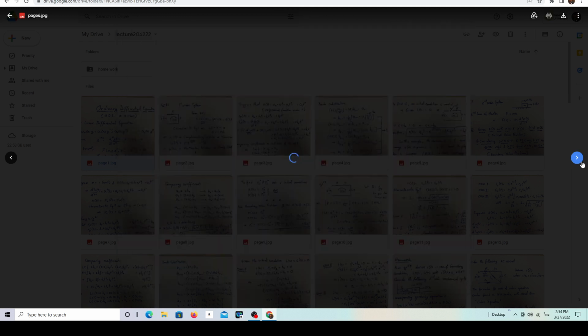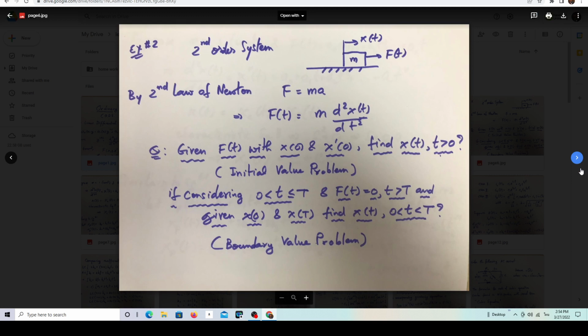So we're going to move on to the next example. This is a well-known example of what we call a second order system, according to Newton's second law. You know that from the second law of Newton, any force F applied to a constant value of mass will generate what we call the displacement x of t, x as a function of t.